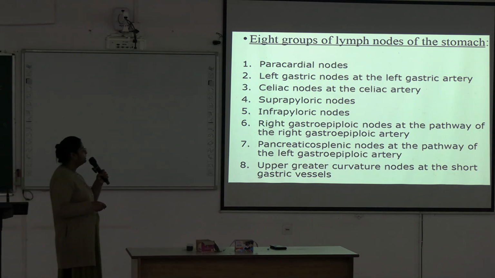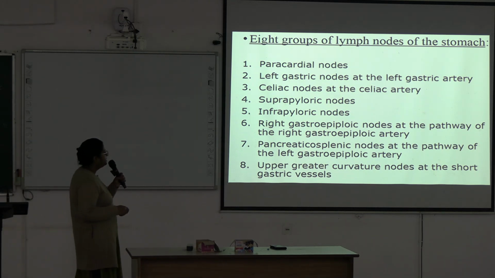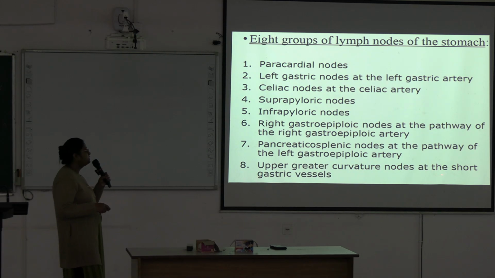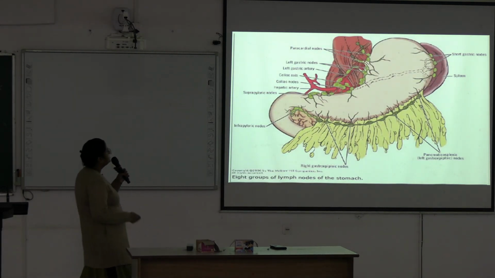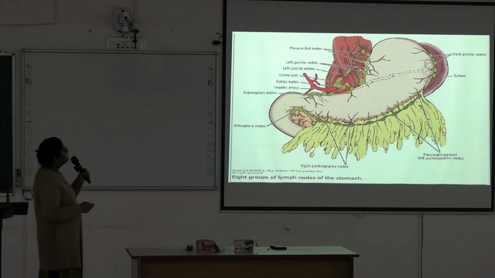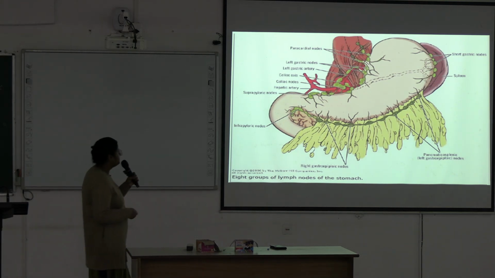Pancreaticosplenic node at the pathway of left gastroepiploic artery, and upper greater curvature nodes at the short gastric vessels. Okay. Next, these are the different nodes. Here are the paracardiac nodes near the cardiac end, left gastric nodes. This is the celiac node along the celiac trunk. This is suprapyloric node, infrapyloric node, right gastroepiploic node. Here is the pancreaticosplenic node, short gastric nodes. Okay, important group of lymph nodes.